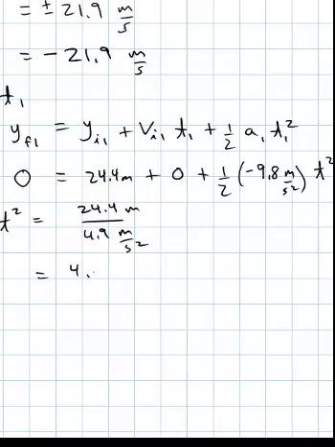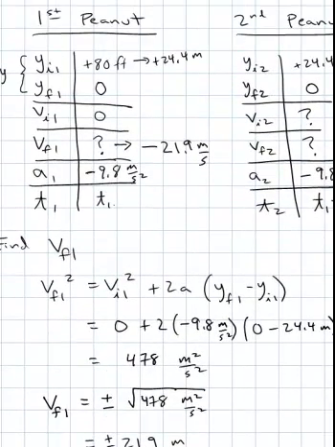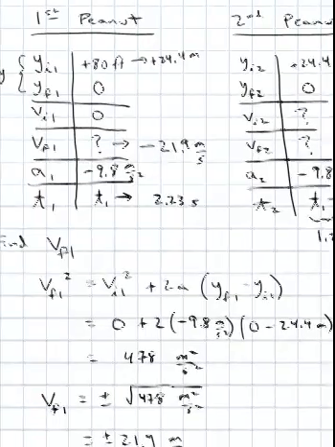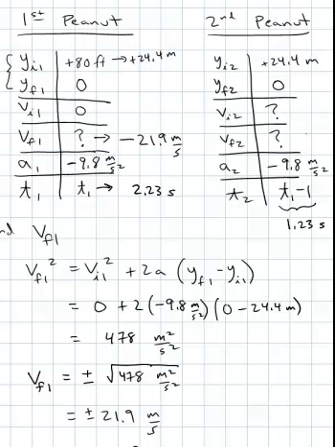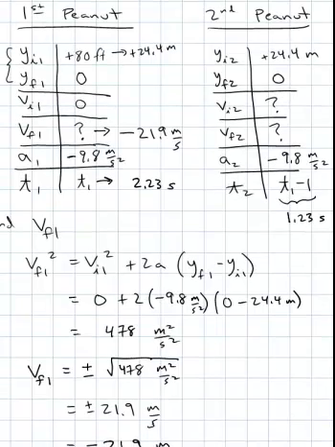And I take the square root. Now with time, the only root that makes sense is the positive root. We can't have negative time. It doesn't make sense. So I'm going to go 2.23 seconds for my time. That's t1. Sorry, I got a little sloppy there with my subscripts. t1 is 2.23 seconds, and I can go back up here and put that in, 2.23 seconds. And that means that I know what t2 is. It's 1.23 seconds, and then I can solve for my initial and final velocity of peanut 2.